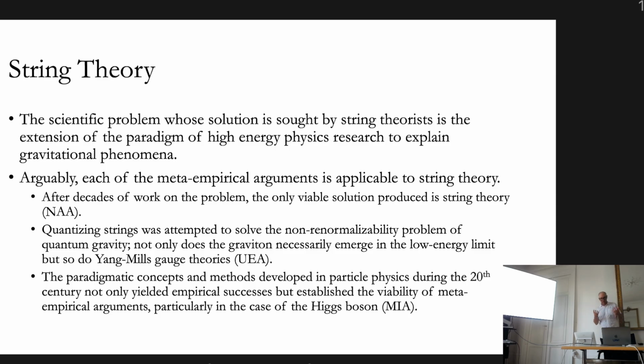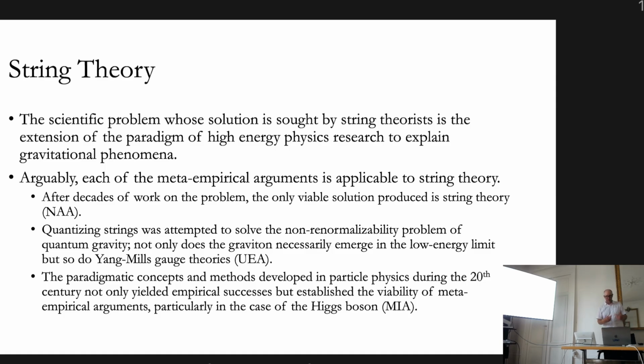But when we work out a string-based theory, we find that the graviton necessarily emerges in low energy limits, and also the Yang-Mills gauge theories, which is unexpected when we were trying to solve the gravitational problem. So there's a UEA argument that could be made.